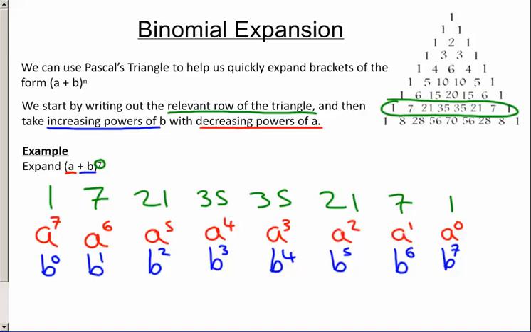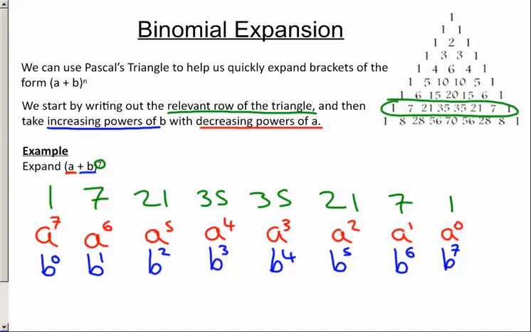Now one very important thing to notice here is that the powers of the a's and the b's always add up to the total power 7. And they will always do that. Pairs of powers will always add up to the total power. And then all we do is multiply down each column and add together the results.